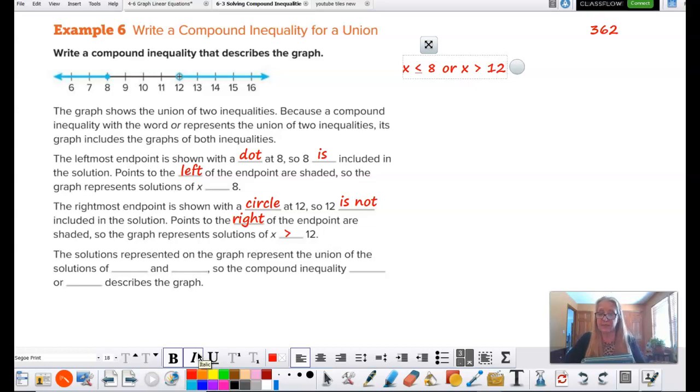Now, if you want to put this in set builder notation, it even gets messier, because you would have to have the bar, and then you would have to have another x, and then you would have to have the brace. So that would be it in set builder notation. Kind of yucky, huh? You always have to have the word "or" if it's an "or."